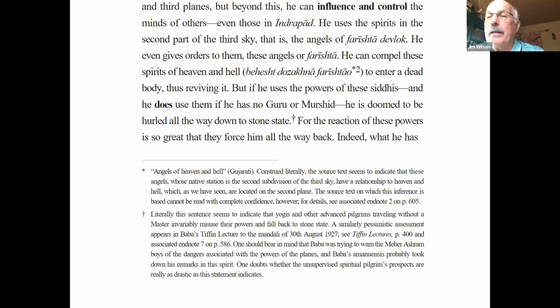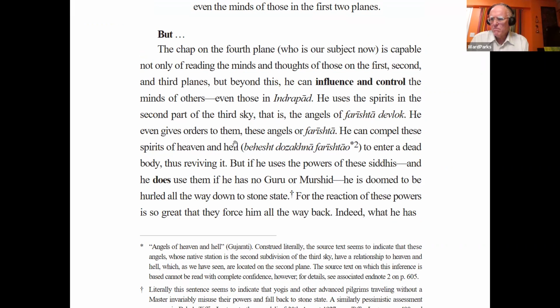Construed literally, the source text seems to indicate that these angels, whose native station is the second subdivision of the third sky, have a relationship to heaven and hell, which, as we have seen, are located on the second plane. The source text on which this inference is based cannot be read with complete confidence, however. For details, see associated endnote 2 on page 605. Yeah, that would seem to imply that maybe some of the devils or angels that you see in heaven or hell are actually some of these spirits from here. Wow.